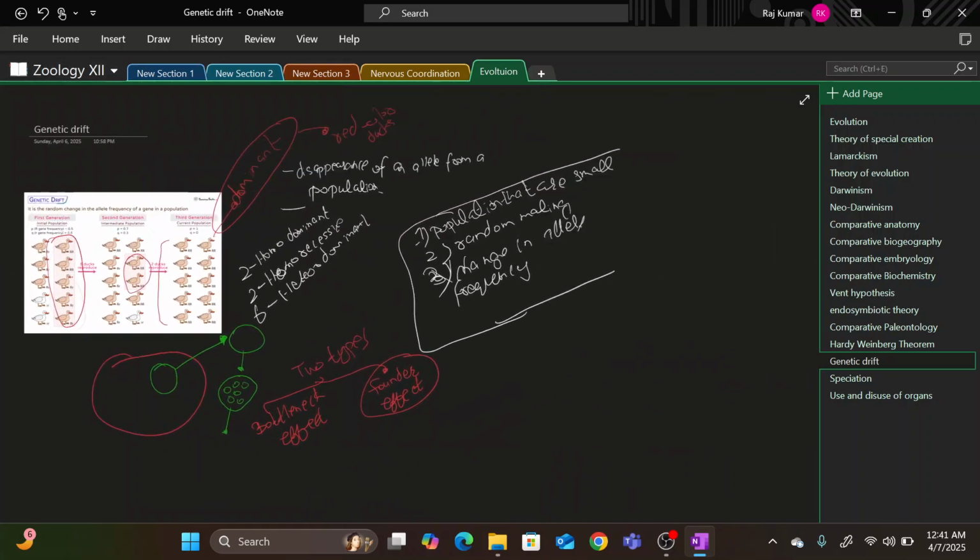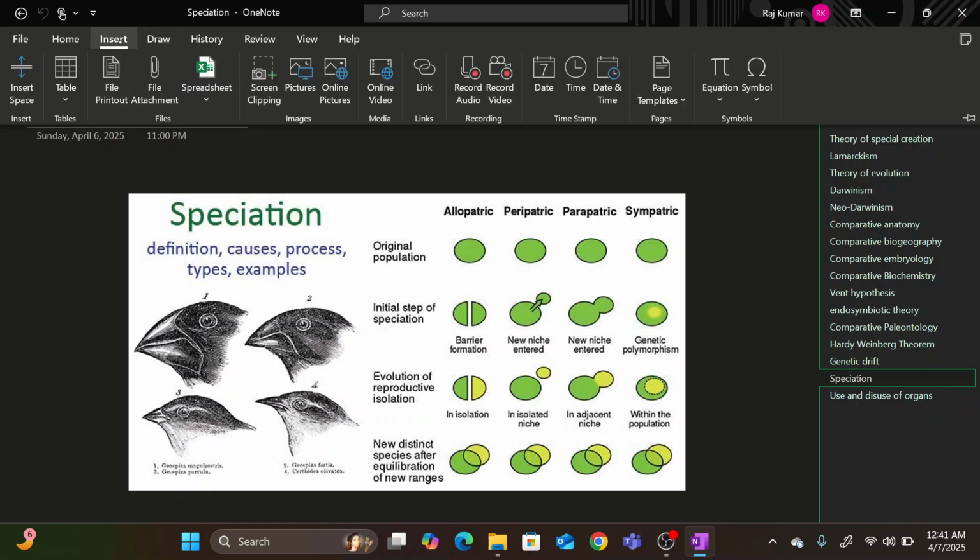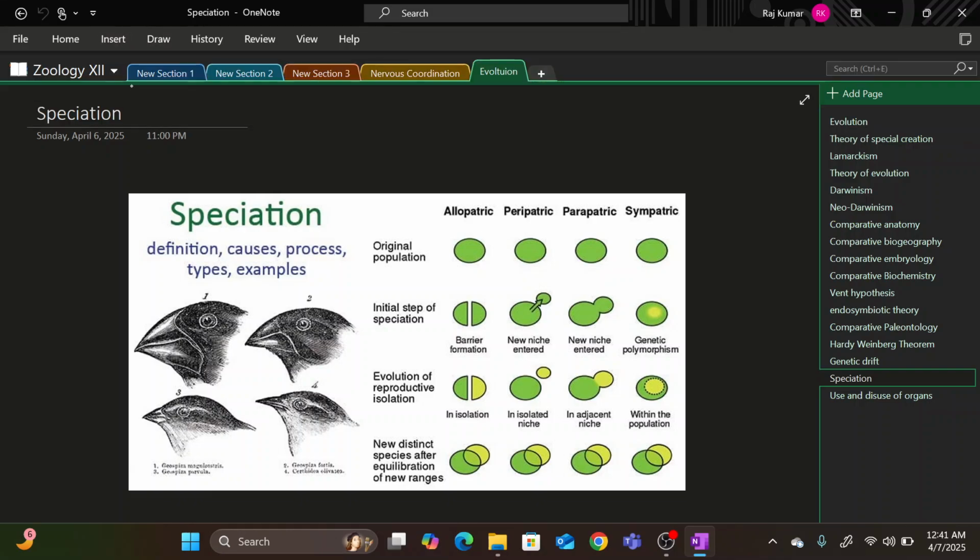So now let's just move on to the next part, which is speciation. Speciation is the process in which there is formation of new species. Now that formation of new species happens in four ways. It can either be sympatric, allopatric, peripatric, or parapatric.